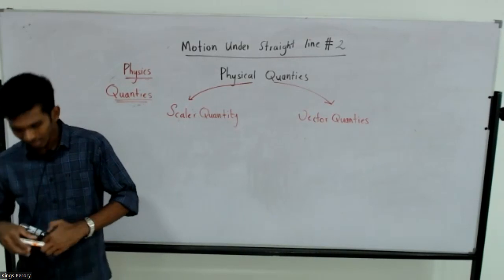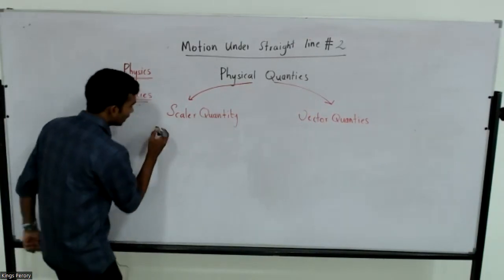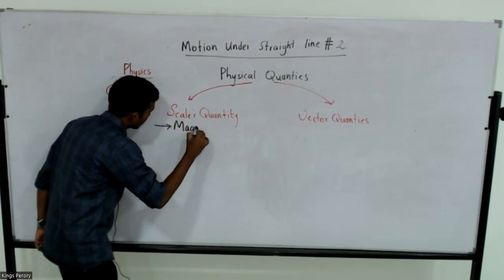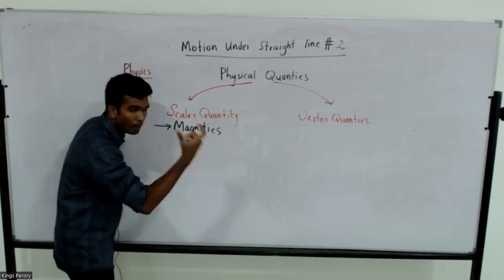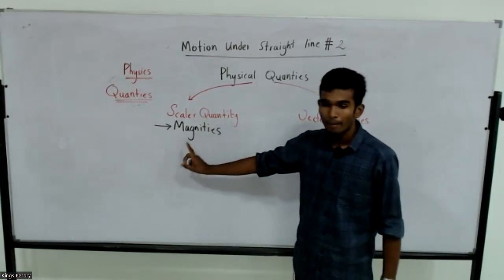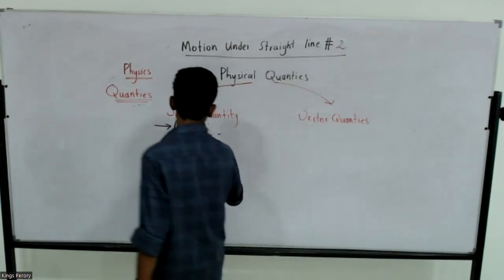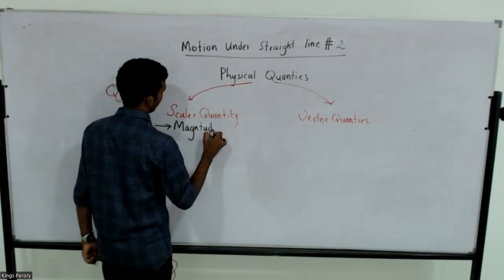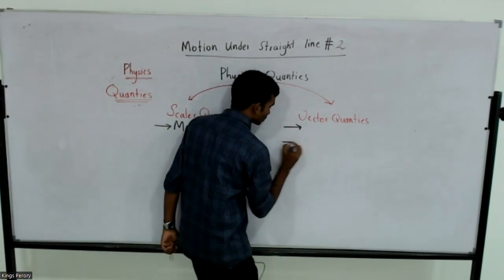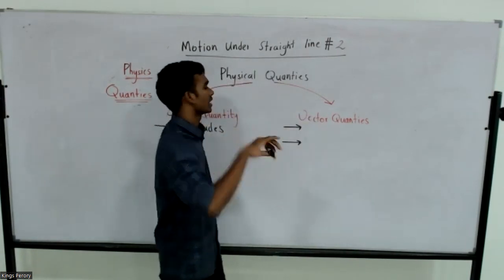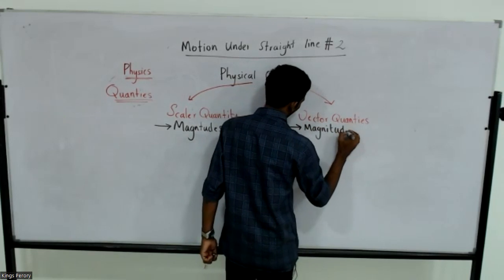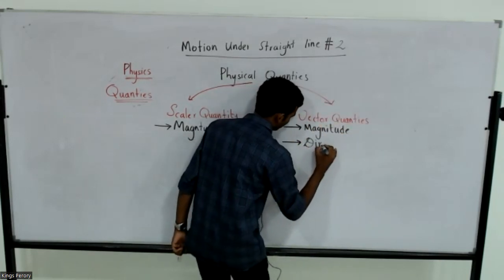What are scalar quantities? Scalar quantities only have a magnitude. That means they have only values, only a number. Do they have a direction? No, so only one thing they have: magnitude. What about vector quantity? Vector quantity has two things. What are they? A magnitude and a direction. So vector quantities have a magnitude as well as a direction.